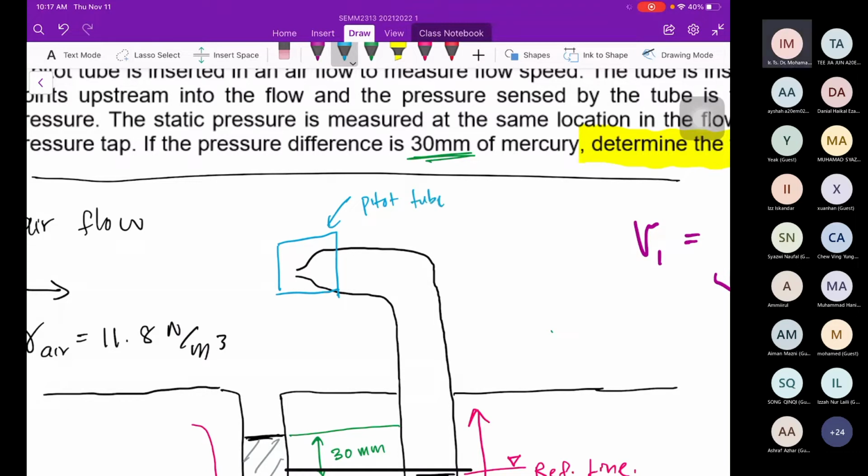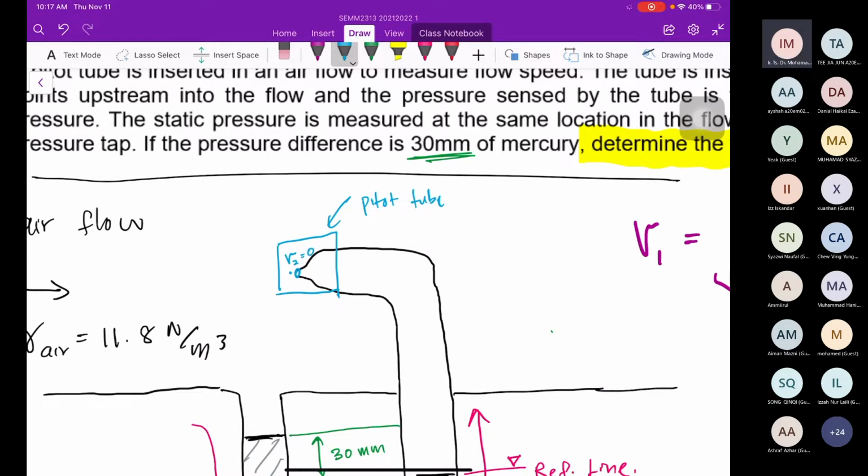Okay, why is it a Pitot tube? Because the area here is very, very small. It will cause the velocity reaching this point to stop immediately. So, V2 equals 0.